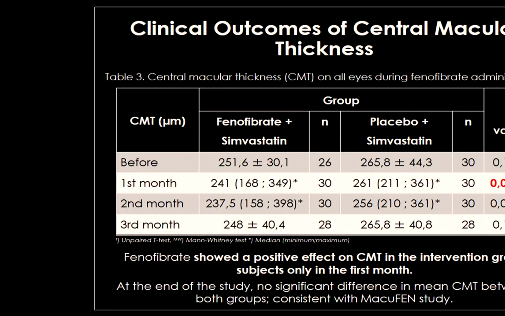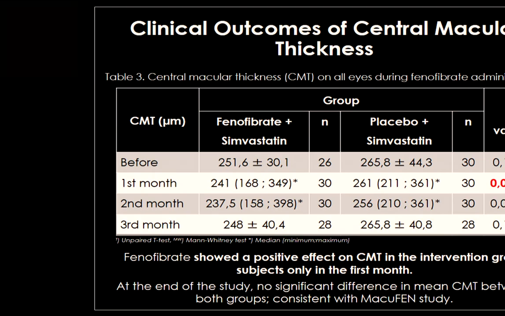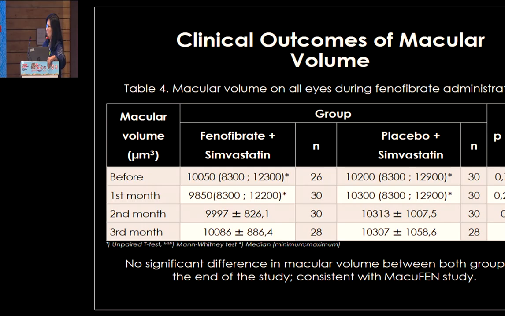So, this is the outcome in central macular thickness. We see that between the two groups, at the end of the study, there's no significant difference. There is a significantly lower central macular thickness in the fenofibrate group. And I think this is in line with the previous study on fenofibrate, which is the Macufan study.